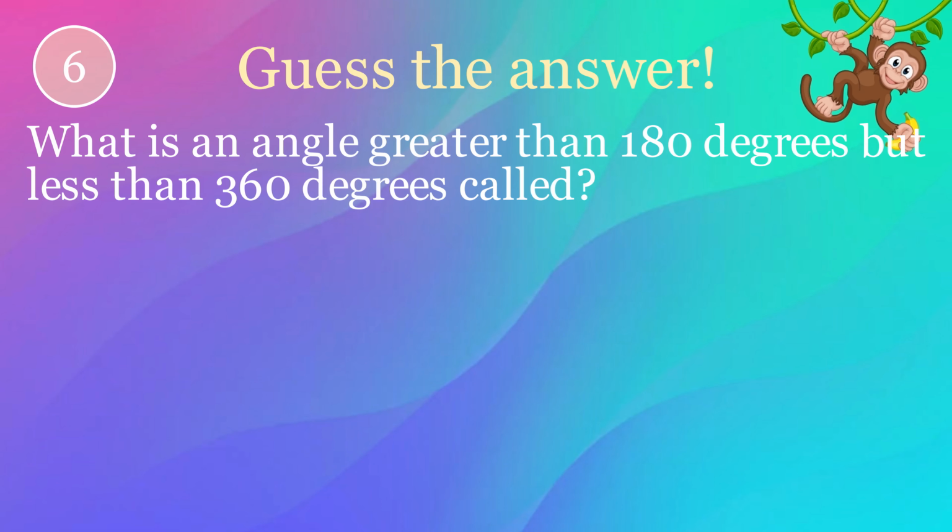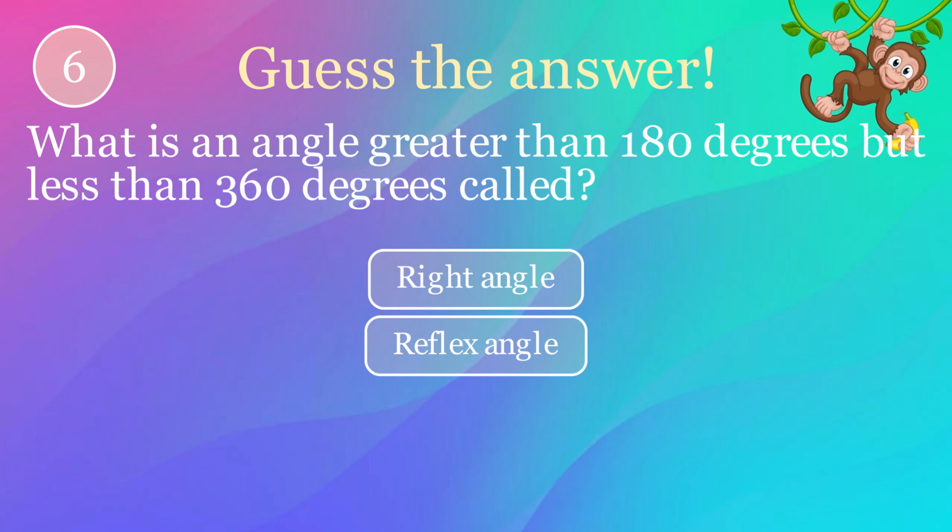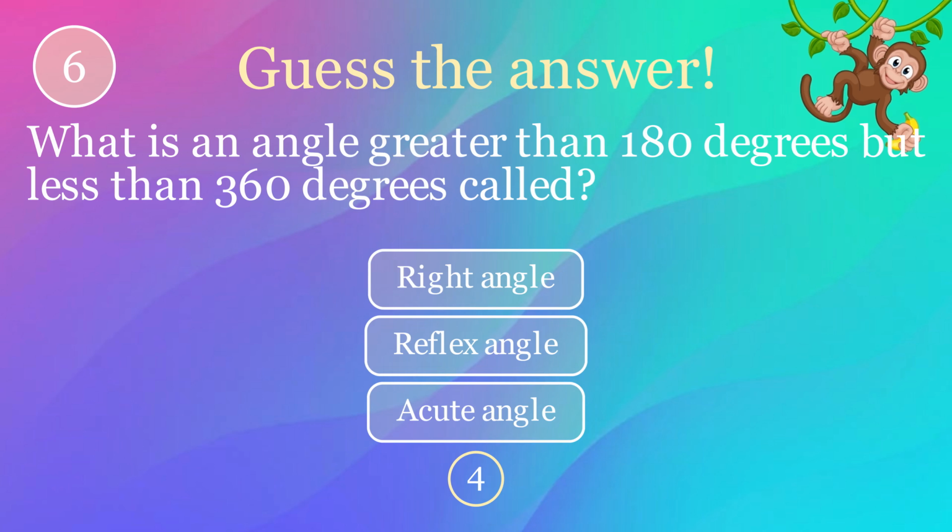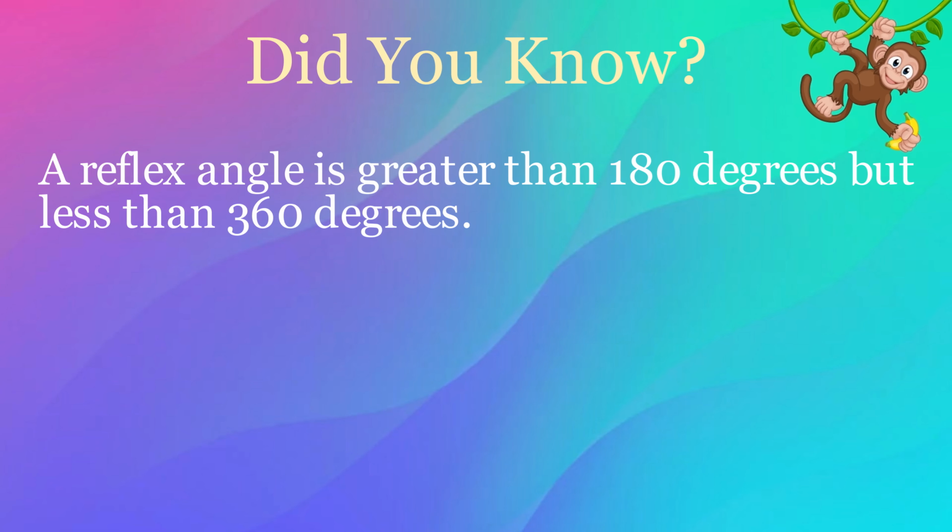What is an angle greater than 180 degrees but less than 360 degrees called? Right angle. Reflex angle. Acute angle. The correct answer is reflex angle. Here's an interesting fact: a reflex angle is greater than 180 degrees but less than 360 degrees.